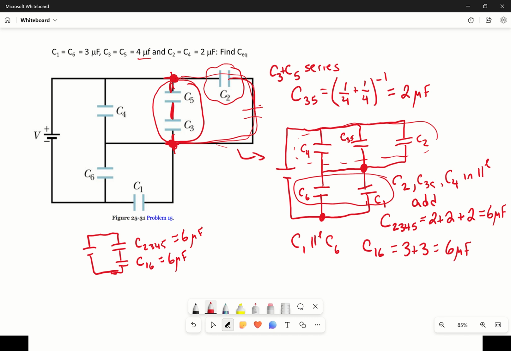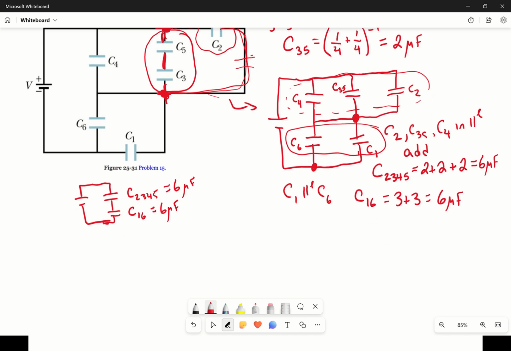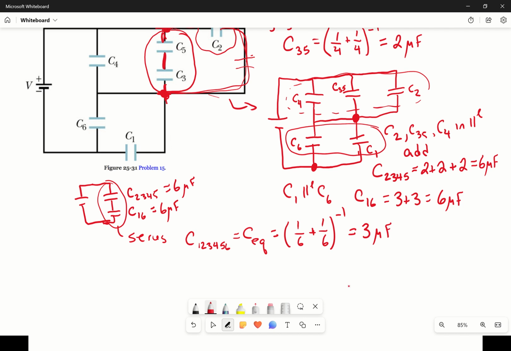Okay, so we're almost there. Now we want to find what's the combination of those two. Well, those two are obviously in series, so I'm going to add the inverses. So C1, 2, 3, 4, 5, 6, or I could just call that C equivalent because it's my final one, is going to be 1 over 6 plus 1 over 6. And remember, we've got to take the inverse, and we get 3 microfarads. So the equivalent capacitance for that circuit is 3 microfarads.